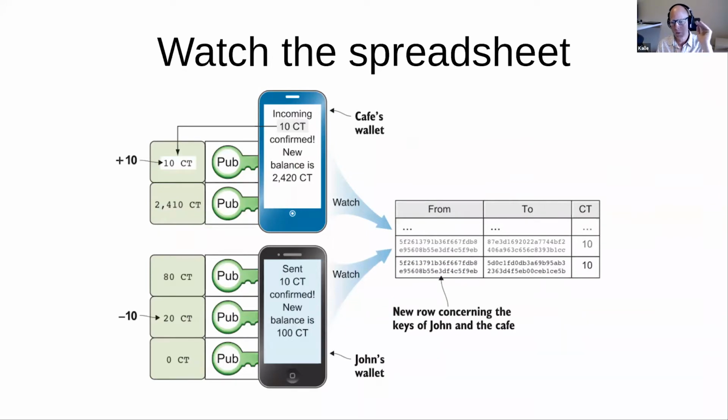both the cafe and John's wallet will simultaneously watch the spreadsheet for changes. John's wallet will watch the spreadsheet for public key hashes that he himself owns. So he knows what to look for in this spreadsheet. And the cafe will do the same. The cafe will also watch the spreadsheet for public key hashes that belong to the cafe.